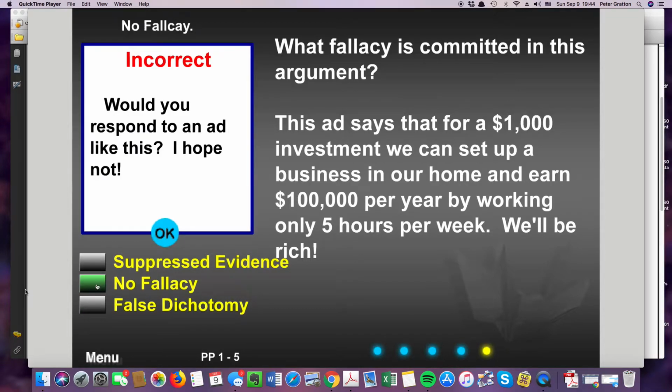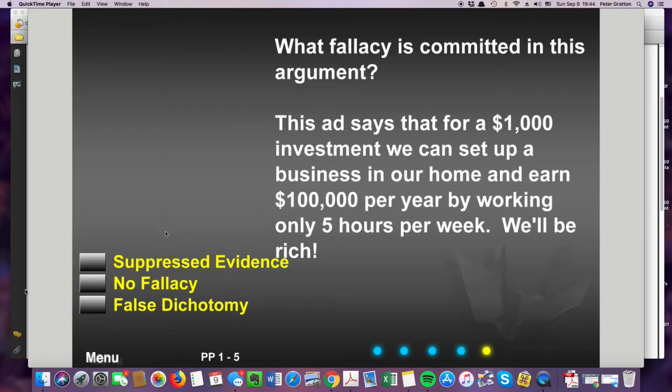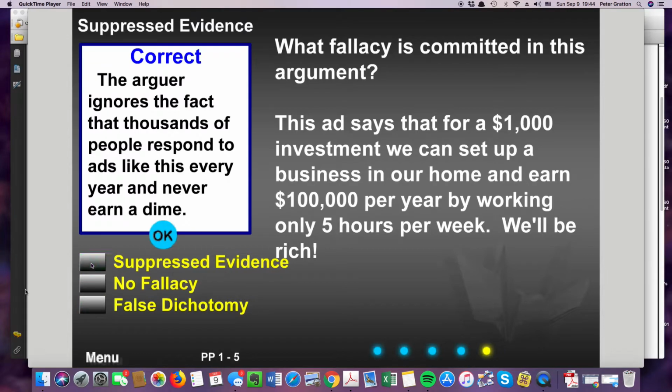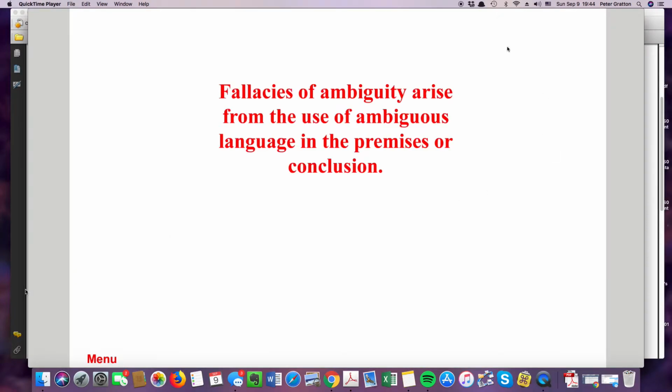Would you respond to an ad like this? I hope not. We recognize they're suppressing evidence. They're not admitting to all that has occurred. But again, when you see an advertisement, look for suppressed evidence. Thousands of people respond to ads like this every year and probably never earn much money at all. Get-rich schemes, of course, usually have the problem of suppressed evidence.